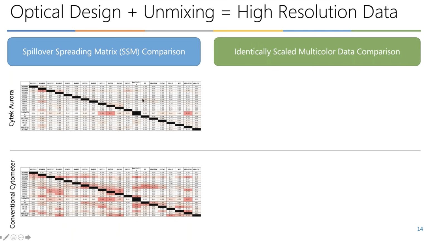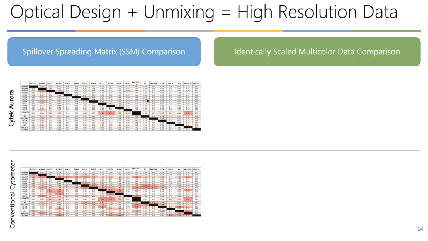And without going into the detail of the numbers, just by color coding the numbers, high numbers are in red and mean there is spread happening. White or light pink means there's not so much spread going on. You can easily see that there is more red and bright pink in the matrix at the bottom. That is the one from the conventional cytometer.